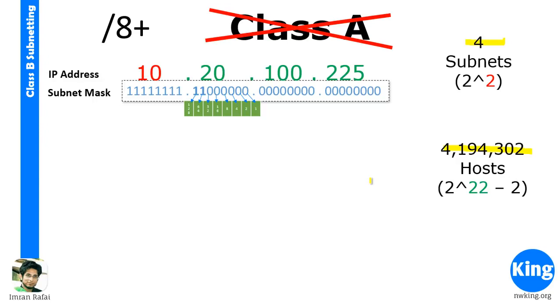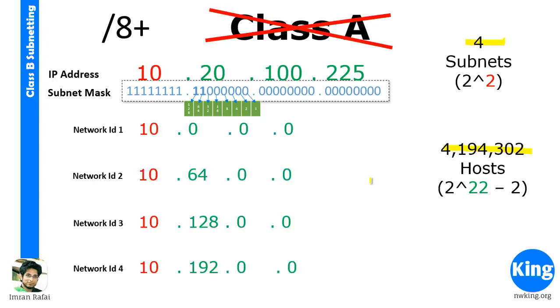We all know this. Make everything into 0. Fantastic. So it is going to be 10.0.0.0. Fantastic. How do we get the next network ID or the subsequent network IDs? We add the place value of the last bit. In this case, it is 64 and it is in the second octet. So we add 64 to the second octet.